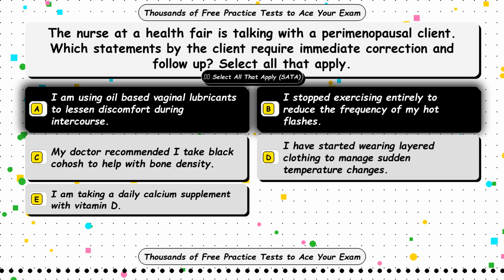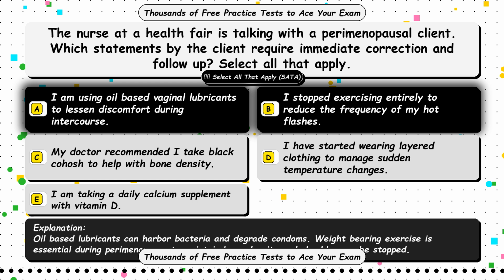The correct answers are options A and B. I am using oil-based vaginal lubricants to lessen discomfort during intercourse. I stopped exercising entirely to reduce the frequency of my hot flashes. Oil-based lubricants can harbor bacteria and degrade condoms. Weight-bearing exercise is essential during perimenopause to maintain bone density and should never be stopped.